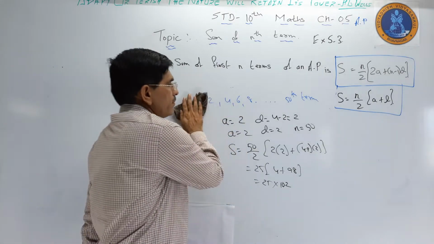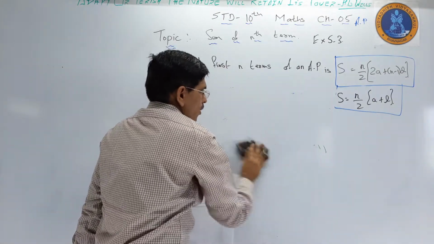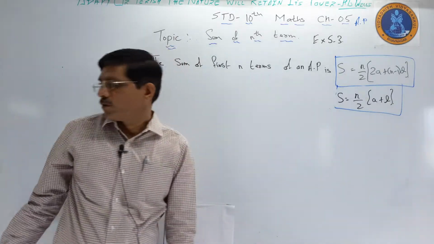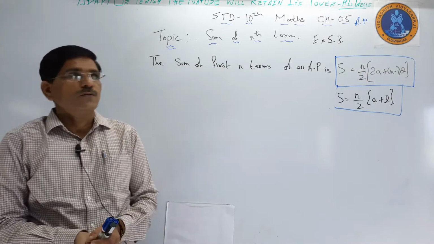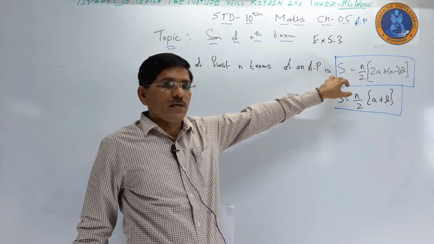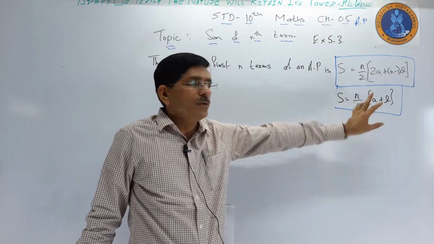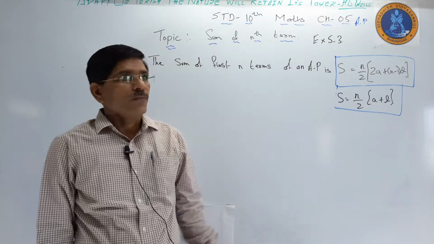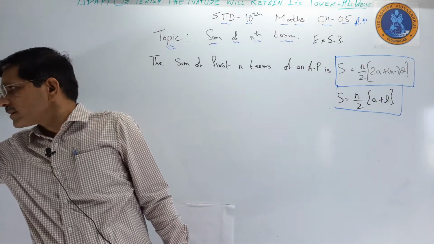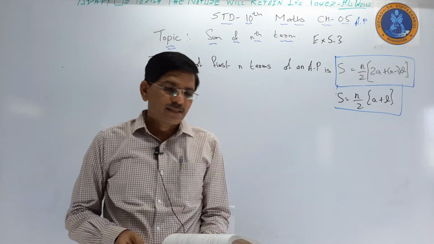So in exercise 5.3 the topic is sum of n terms. Now if I want to do exercise 5.3 question number 1, there are two formulas. One another formula is S is equal to n by 2 in bracket a plus l. Here I think if you see the textbook, it is given as S.